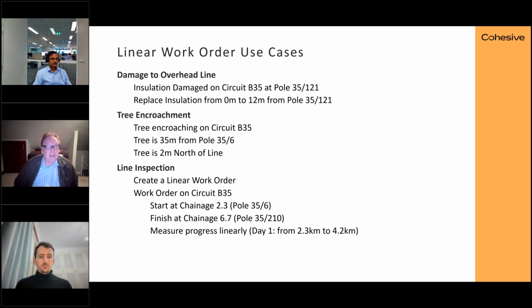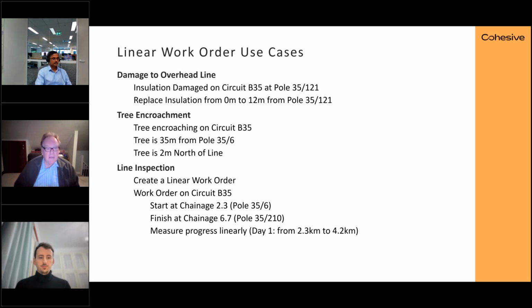Some of the work use cases: damage to overhead lines. So the insulation could be damaged on circuit B35 at pole number 35121, and what they need to do is replace the insulation from 0 meters to 12 meters from pole 35121. A tree encroachment, so they can report a tree encroaching the circuit, is 35 meters from pole 356, and the tree is 2 meters north. So they know which tree they need to get to, how to easily find it, and work on it.